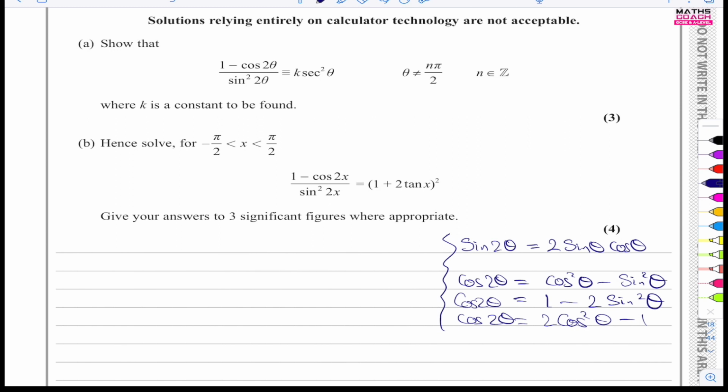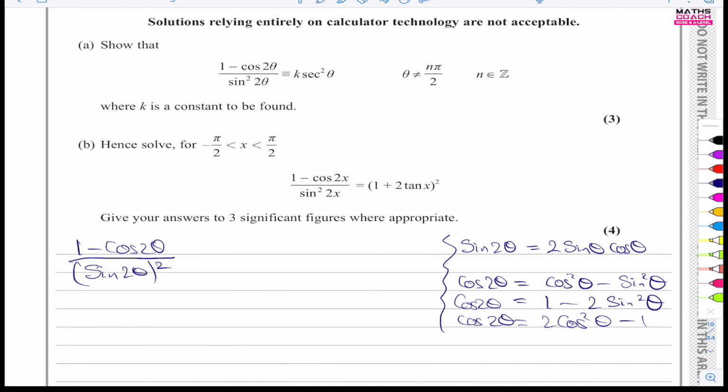Now, if we start with the more complicated side of the expression given, which is obviously the left-hand side here, we're going to write 1 minus cos 2 theta over sin squared 2 theta, but I'm going to write this as sin 2 theta bracket squared. Avoid writing the right-hand side within your working out, because you might be tempted to mix them together, but the aim is to show that this turns into the right-hand side. So first thing we're going to do is switch the cos 2 theta. Now there are three versions for cos 2 theta, as I just said.